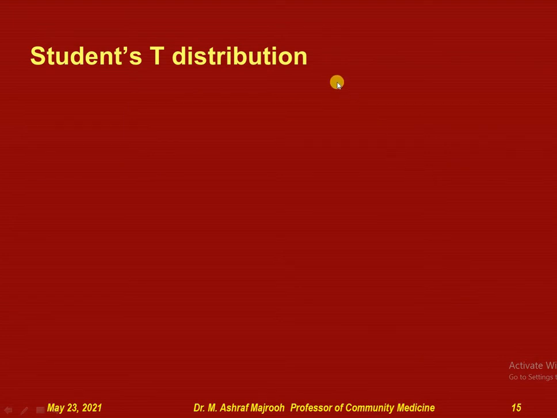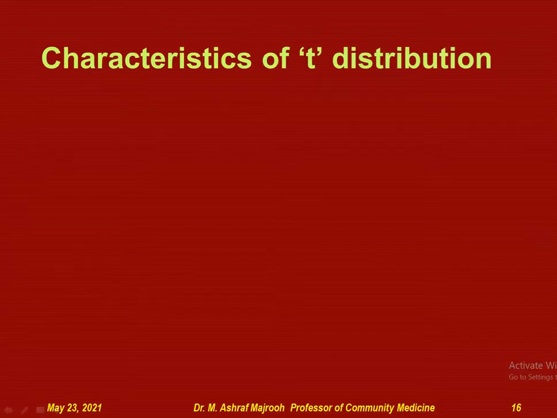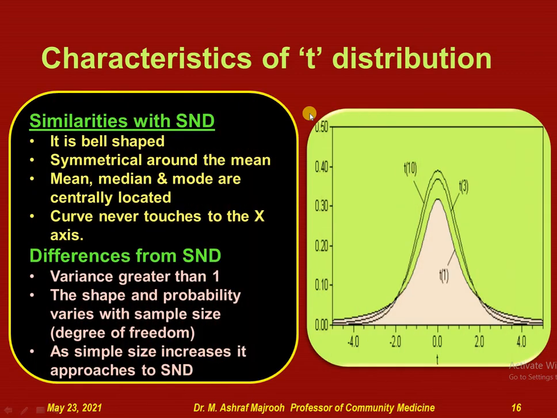Then student T distribution is very important and commonly used in statistical operations. T distribution, also known as student T distribution, is the type of probability distribution that's similar to normal distribution. It is bell-shaped but has heavier tails. The shape of the T distribution varies with the sample size. With smaller sample size, the tails are fatter. So here we can observe the characteristics of T distribution in comparison to standard normal distribution.